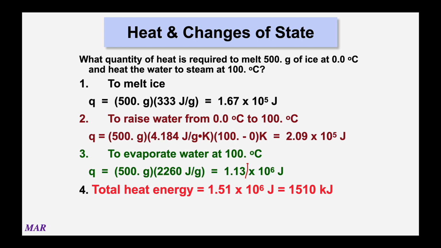If you want to divide by 1,000, turn it into kilojoules, 1,510 kilojoules to convert your ice at 0 degrees Celsius to steam at 100 degrees Celsius. And again, the interesting part, at least for this part of the problem, is that it sure took a lot more energy to turn the liquid water to a gas than it did the other 2 steps.